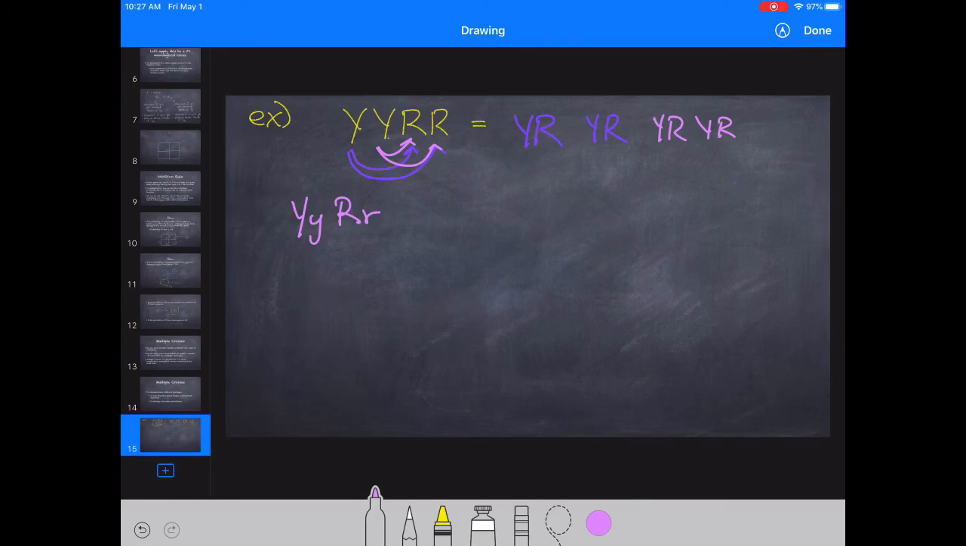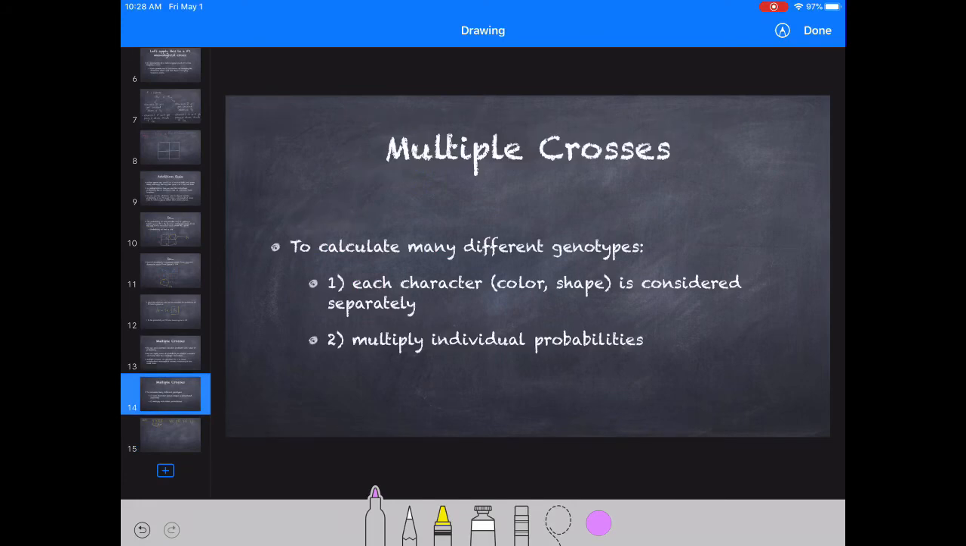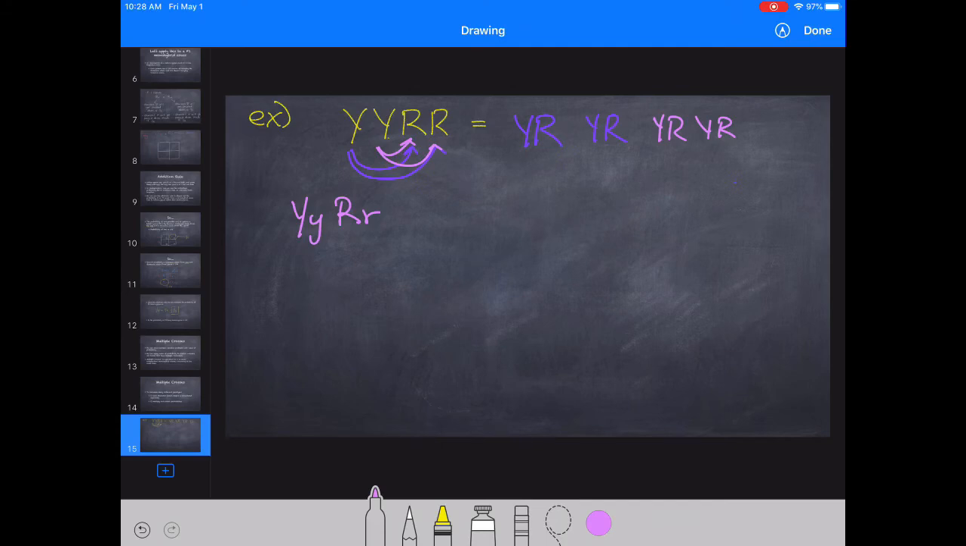So if I have big Y, big R, little r, I'm still going to have dominant for yellow, dominant for round. But the way that I'm going to split apart this multi-character genotype and see what the probability for each one is, is by splitting up the Y's and the R's from each other and figuring out their individual probability. Remember how I said in this slide with the multiple crosses that I have to consider them separately and multiply their individual probabilities. So that means I have to figure out the probabilities for the Y's and the probabilities for the R's.